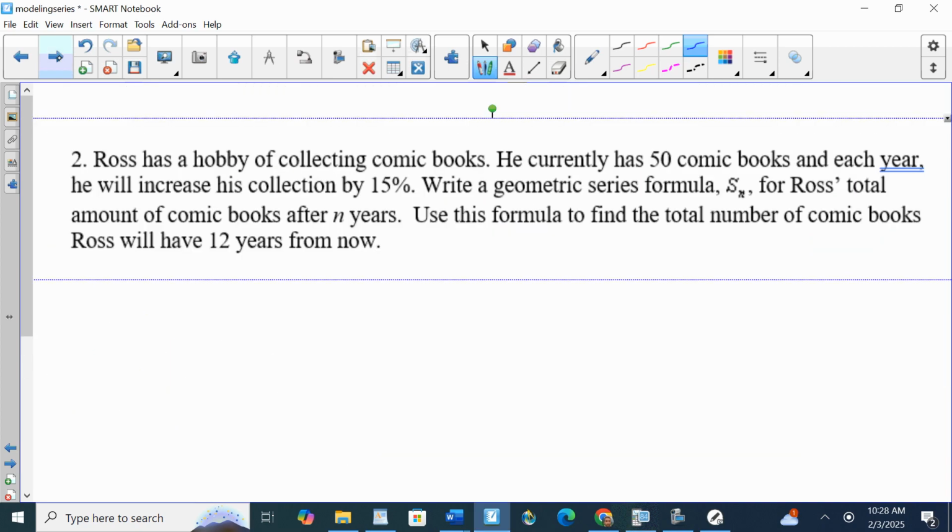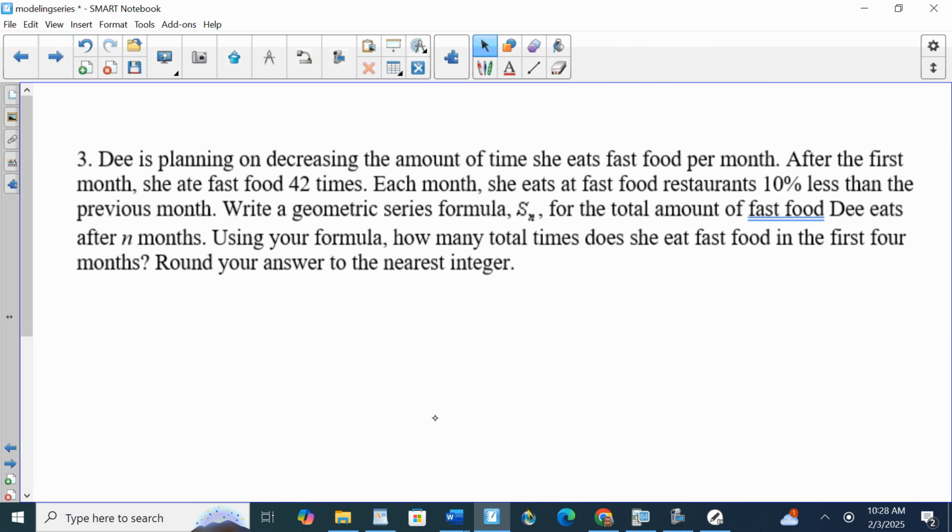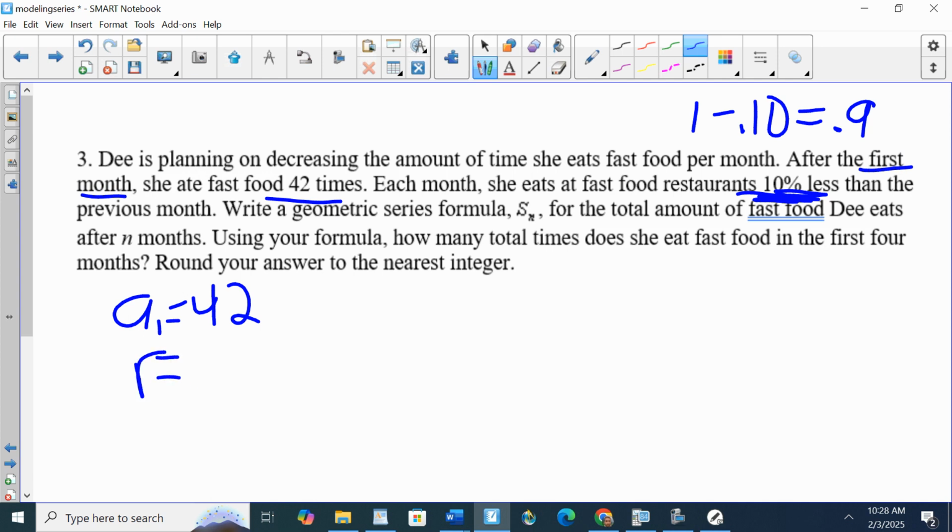Let's do one where we're decreasing. Here we go. D is planning on decreasing the amount of time she eats fast food per month. After the first month, she ate 42 times. So A1 is 42. Each month, she eats at fast food restaurants 10% less. 10% less. That's 1 minus 0.10, which is 0.90. You can think of it that way, or you can think of it as if it's 10% less, if you lose 10%, we have 90%. Either way, R is 0.9.